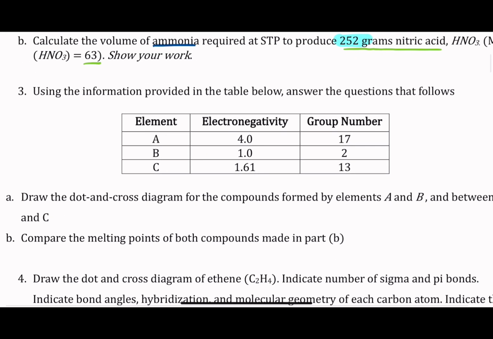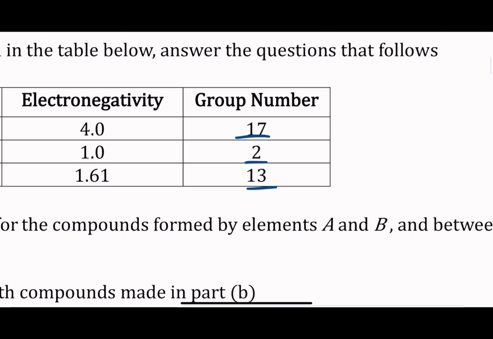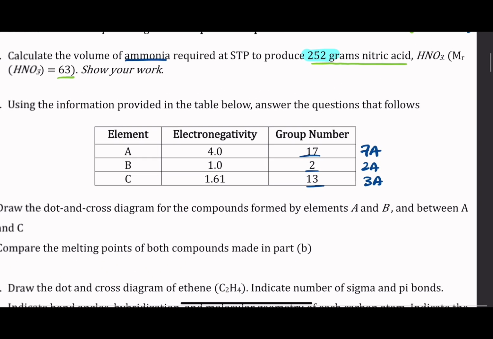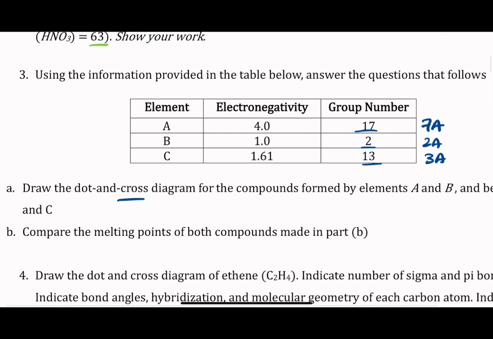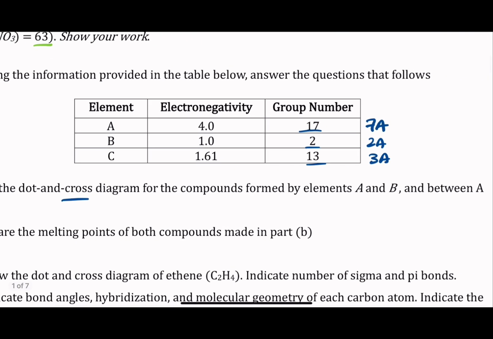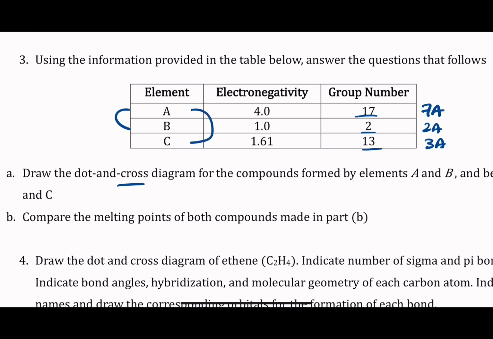Now question 3, it's given a table. We have elements from group 17, 2, and 13. Group 17, we know it is 7A, group 2 is 2A, 13 is 3A group, and we have been given the electronegativities. It's asking for the dot cross diagram of the compounds formed between A and B and A and C. Okay, so that's what we need, A and B and A and C.